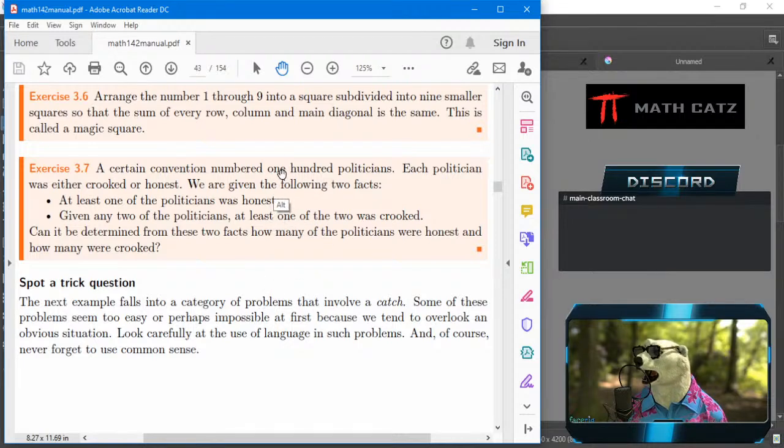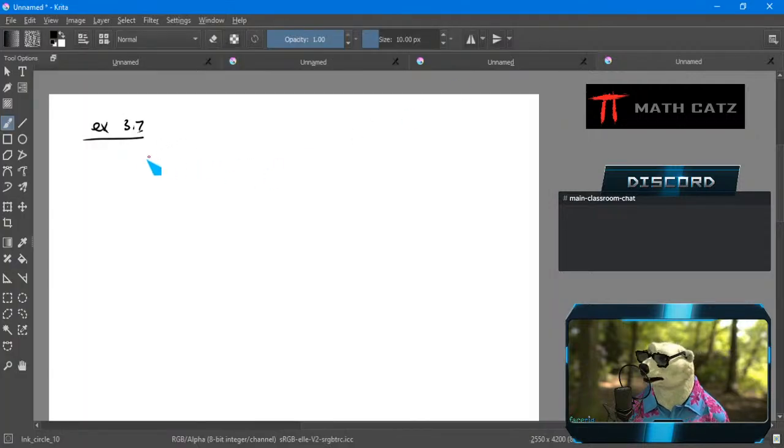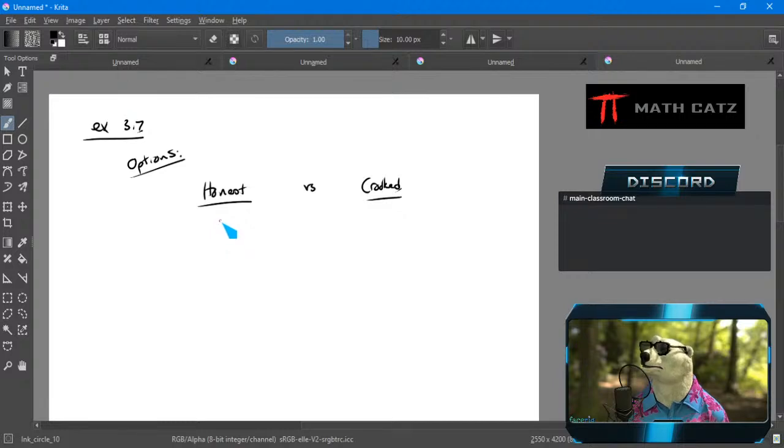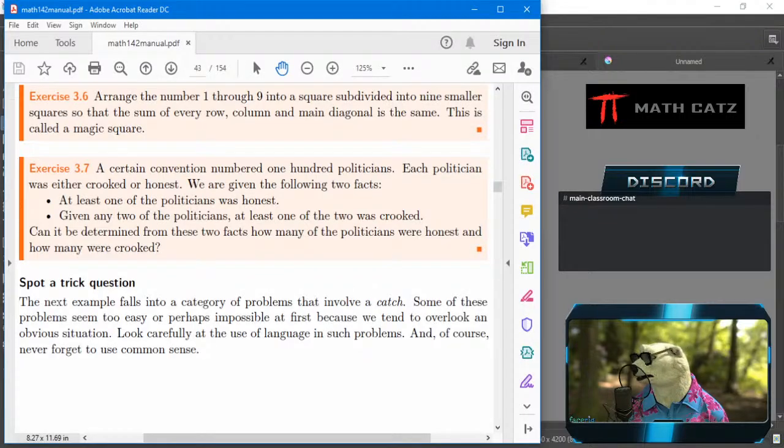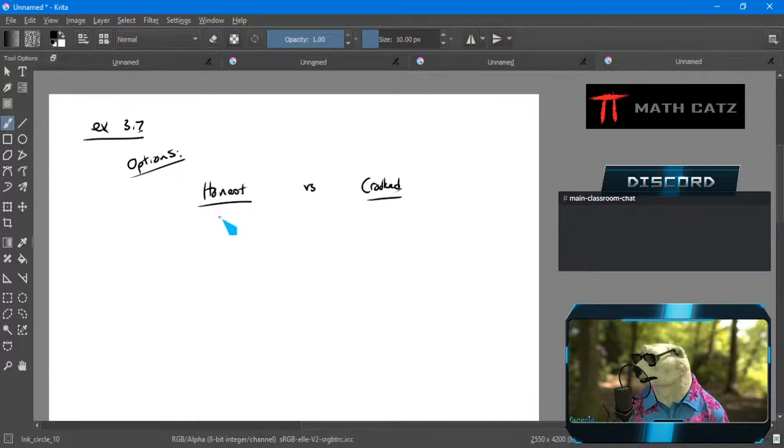Okay, so I have 100 politicians. What are my options really? What are the options here for the breakdown of honest versus crooked? Let's say honest versus crooked. They have to add up to 100. It doesn't matter which order. Let's start optimistic. I can have 100 honest politicians, zero crooked, right?